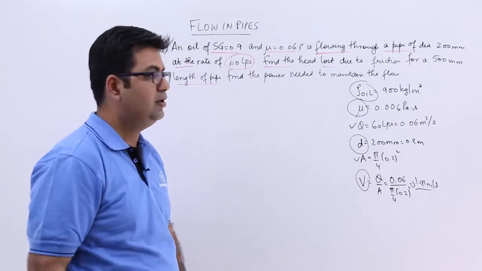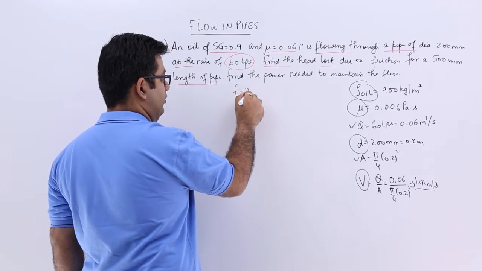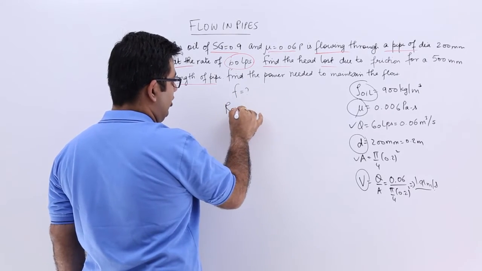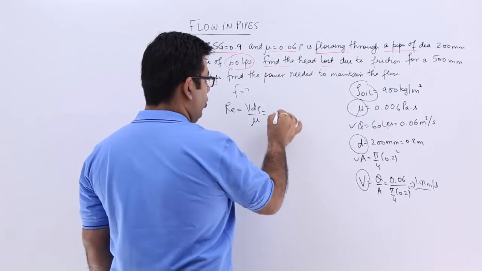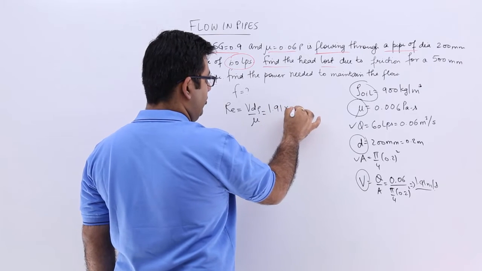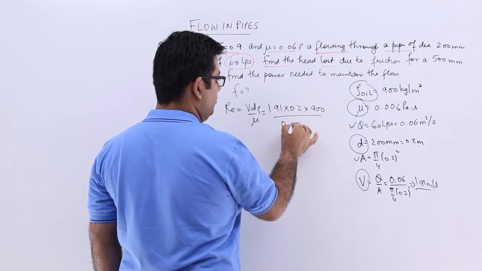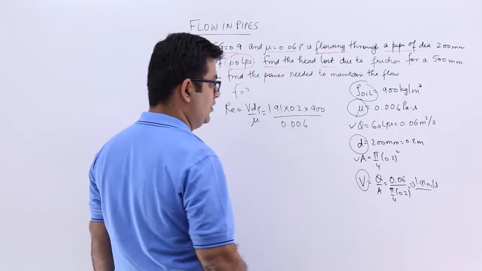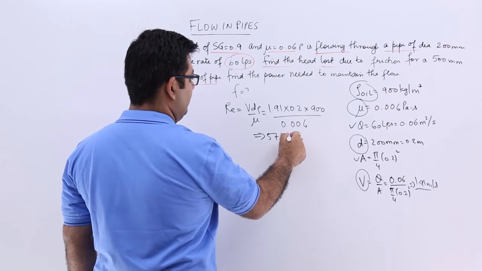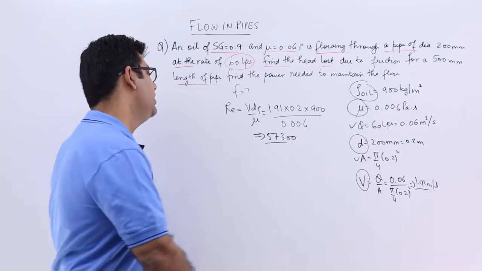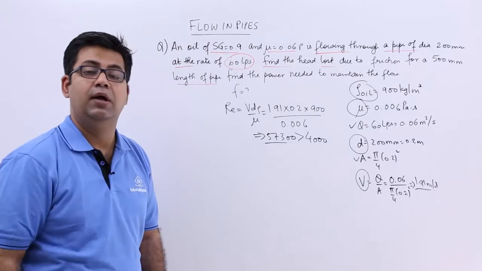Right. So now I have density, I have mu, I have d, and I have velocity. I can use them to find out the Reynolds number because we need to find the friction factor. So let's first of all find the Reynolds number, which is V d rho upon mu. So V is how much? 1.91, d is 0.2, rho is 900, and mu is 0.006. Okay, this will result in a Reynolds number of 57,300, which is very much higher than 4,000. It means the entire flow is turbulent.